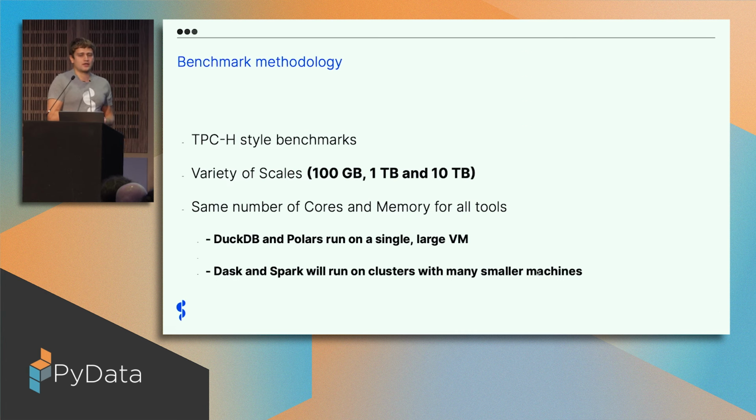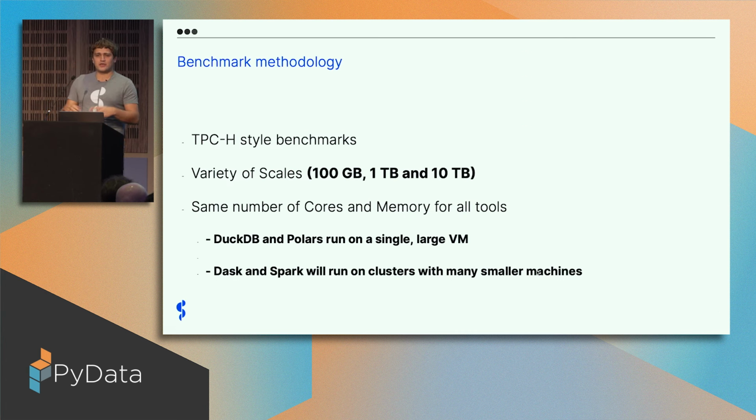TPCH style is a lot of joining and grouping. It's closely related to databases, how databases benchmark their stuff. We ran them on a variety of scales. We don't really care about 1 or 10 gigabytes. That's something where you can use another tool, and the hammer of Dask is too big for that. So we focused on 100 gigabytes, 1 terabyte, and 10 terabytes.